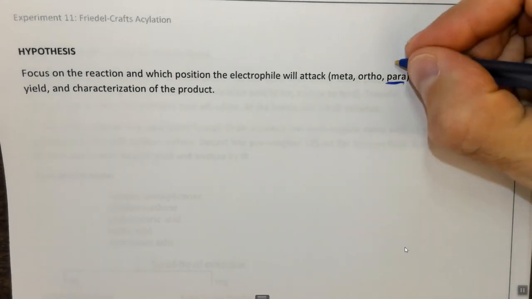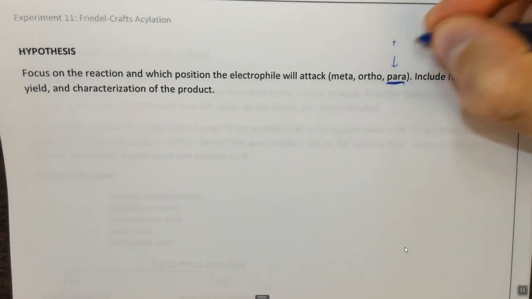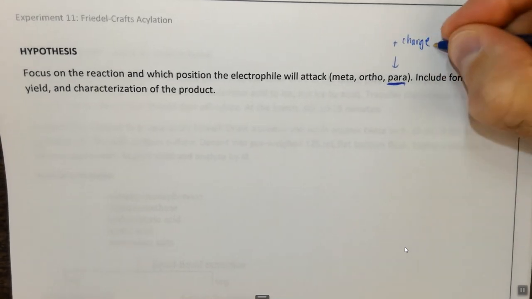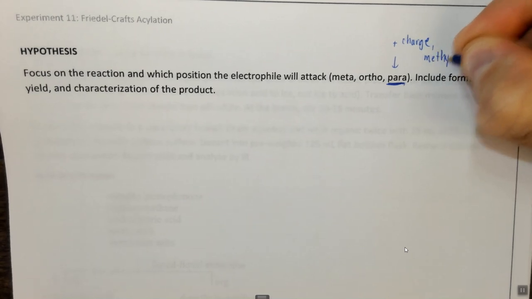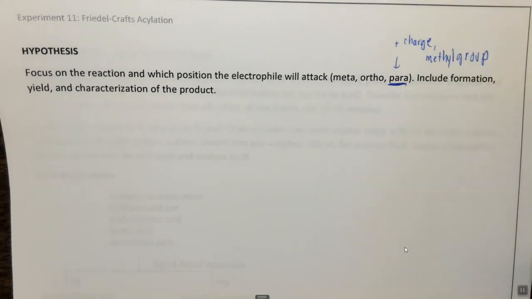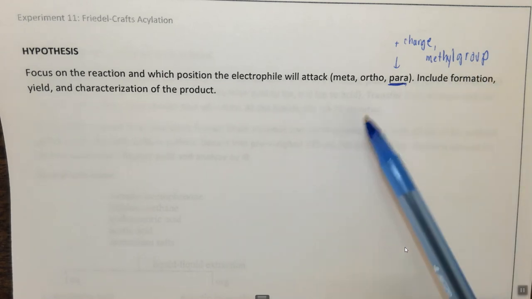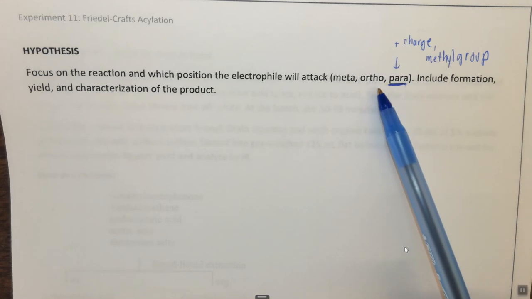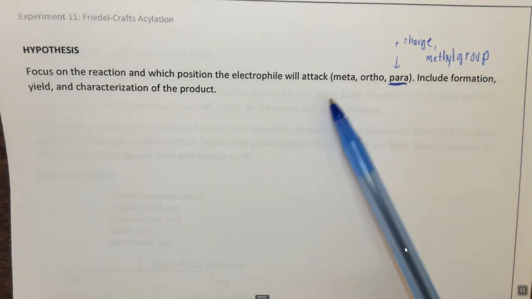Why the para position? Because the plus charge can be on the methyl group, or said more generally, a methyl group is an activating group, and a methyl group is going to stabilize that positive charge. Why not the ortho position? Because this is also true of the ortho position. Well, there's some steric hindrance at the ortho position because we have that methyl group on there, so that may limit the amount of ortho product. Why not the meta position?